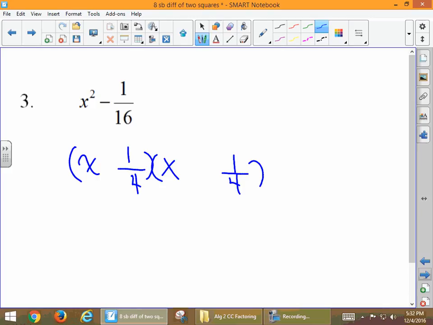1 is 1 times 1. Difference between two squares. By the way, you could type in the square root of 1/16 because squaring and square root are inverse operations. And that would be another way for you to come up with that 1/4.